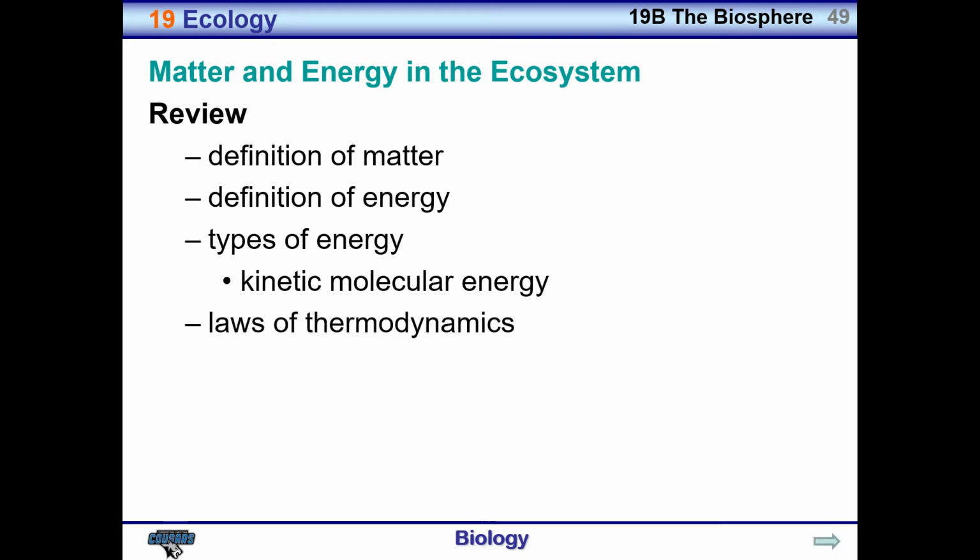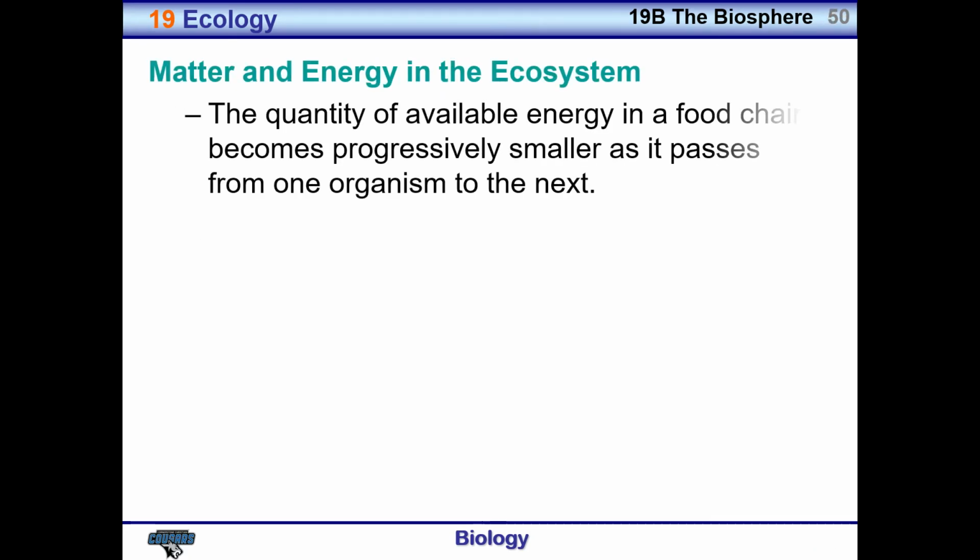Now, the laws of thermodynamics are another thing to help us understand energy. One of the laws says that energy cannot be created or destroyed. And then another law says that whenever energy is used, some of it becomes unuseful, as we saw in previous slides. So the quantity of available energy in a food chain becomes progressively smaller as it passes from one organism to the next. We learned earlier that roughly 80 to 90% of the energy is lost as it passes to the next level in the food chain.